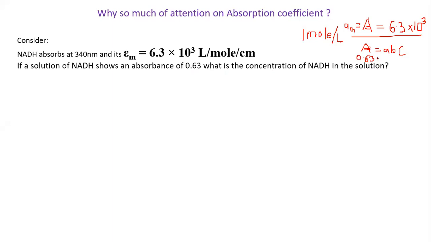Correct. Now, small a value is also given, that is the molar absorption coefficient, which is 6.3 into 10 raised to 3. Fine. Path length is 1 centimeter because it hasn't been talked about here. And concentration we don't know, so we need to solve this for concentration. Can you do that? Right. So solve it and let me know what's the concentration.